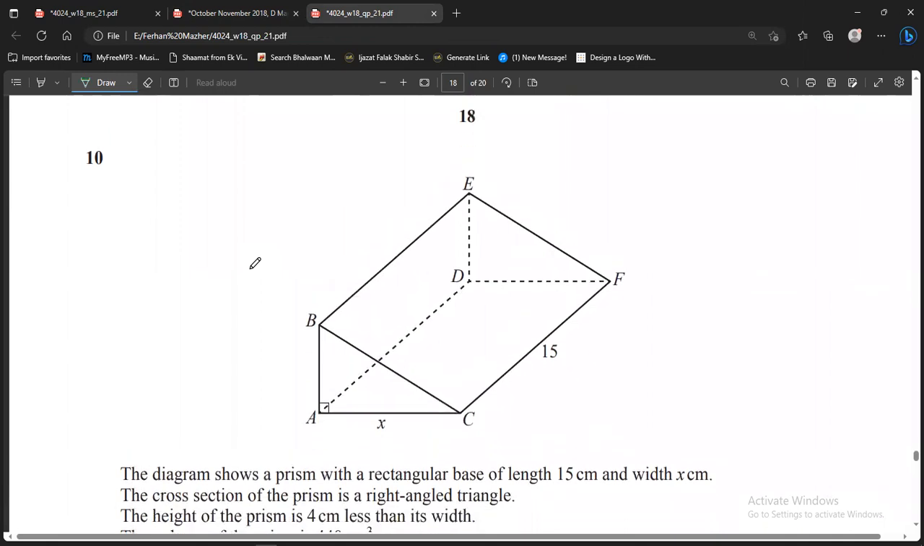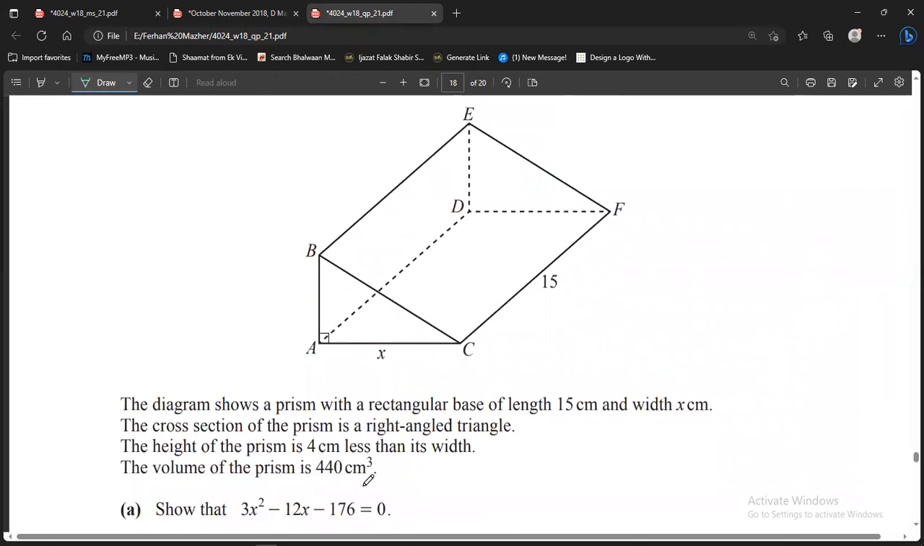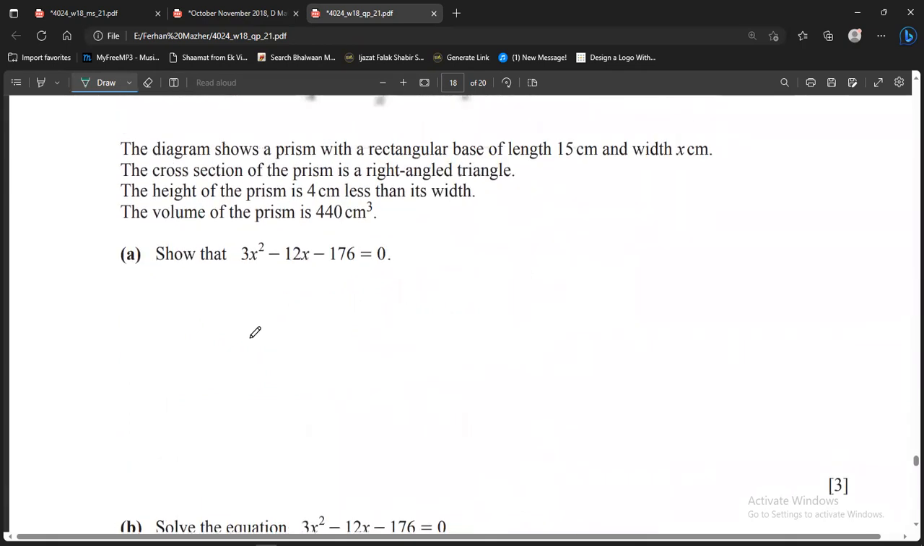Here we have question number 10. The diagram shows a prism with a rectangular base of length 15 centimeter and width x centimeter. The cross section of the prism is a right-angled triangle. The height of the prism is 4 centimeter less than its width. So this is basically x minus 4. And the volume of the prism is 440 centimeter cube. So the volume of this whole thing is this. So show that this reduces to this.